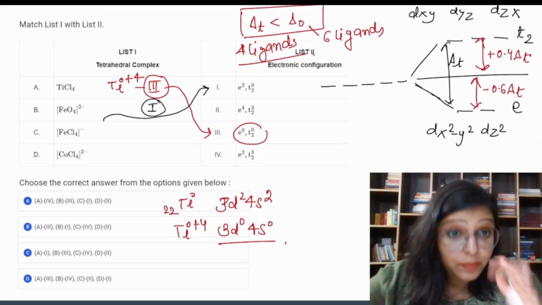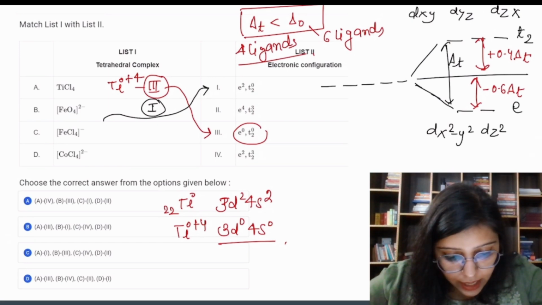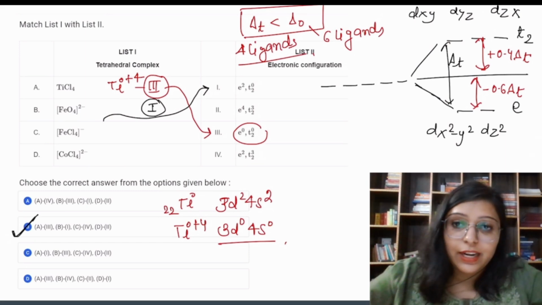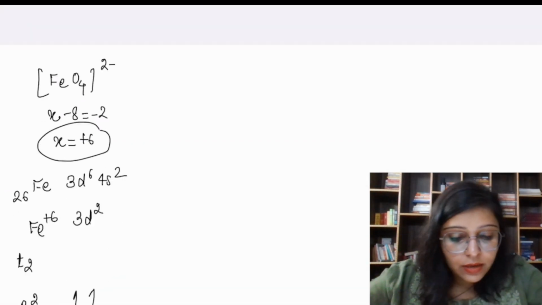Now let's check, can we match as per these options? So A's answer is 3 and B's answer is 1. So we can have only one option, that is option number B. Right? But let's check for this one, third one.